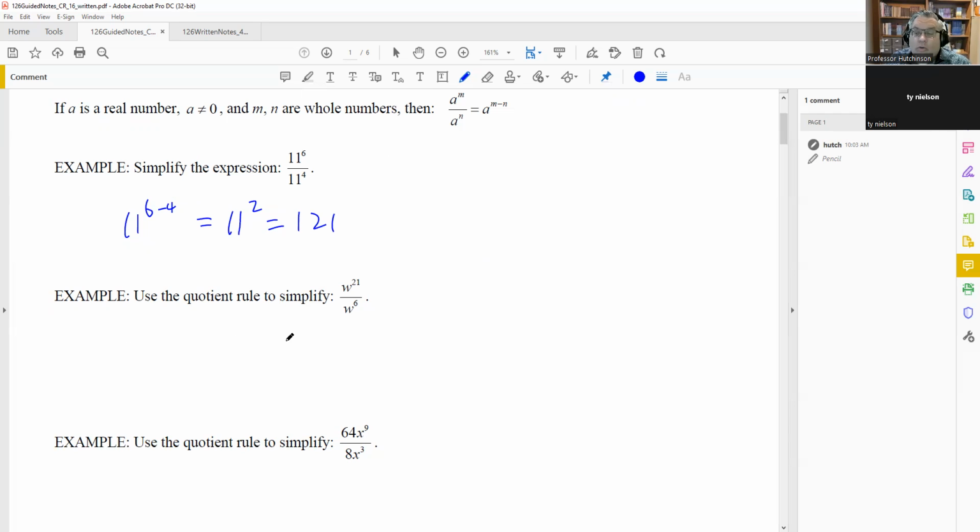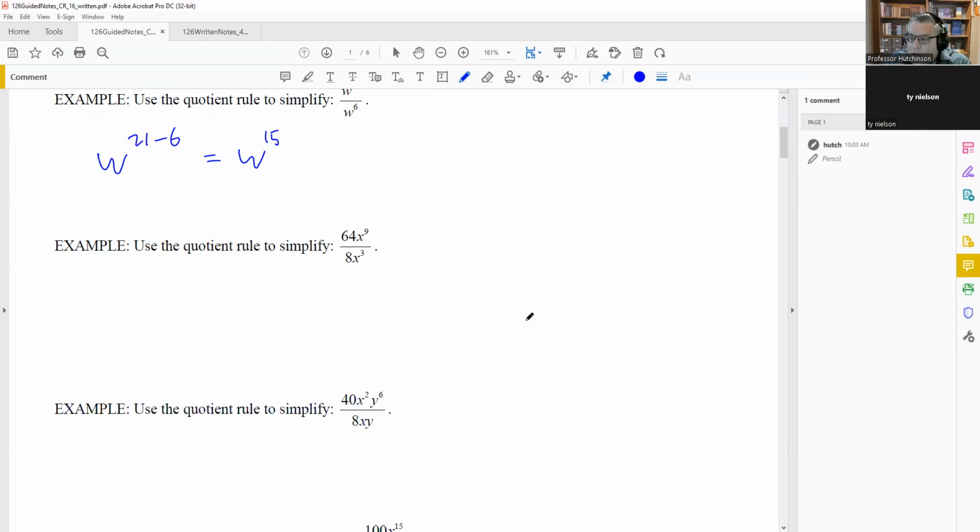You can do the same thing with variables. So we got this one. We're just going to take the W, and we have 21 minus 6. So you're just subtracting the exponents here, and that's going to leave us with W to the 15th power. There's nothing to compute here. You just leave your answer as W to the 15th.